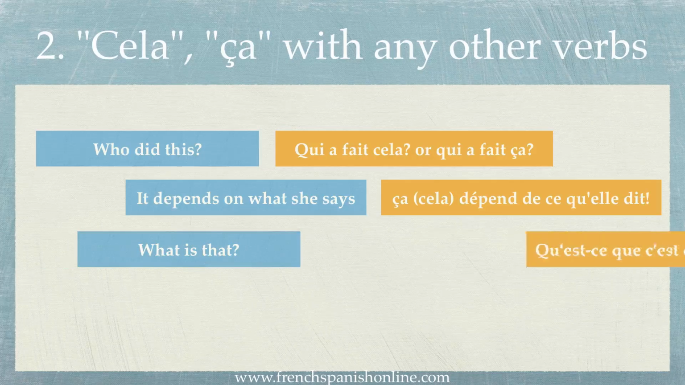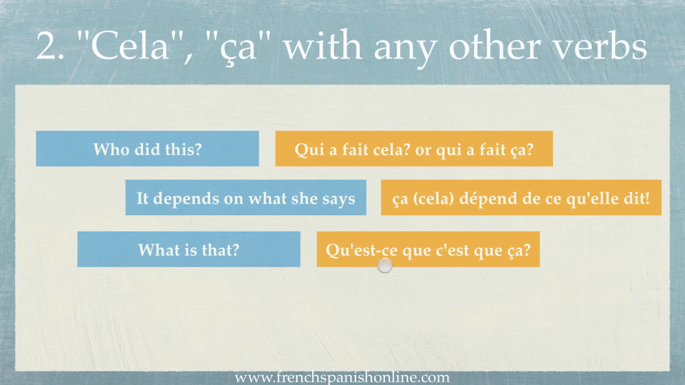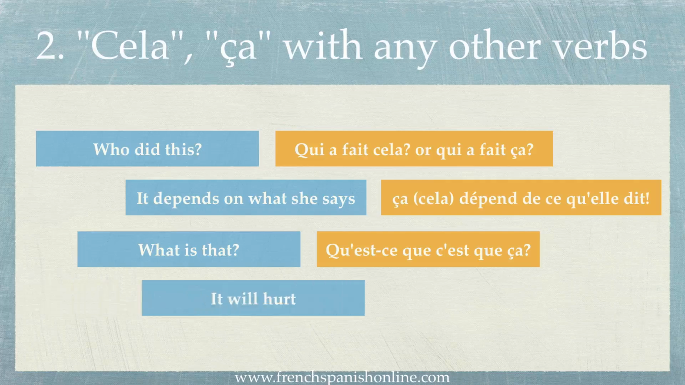What is that? Well, we actually like to use this kind of question here. Qu'est-ce que c'est que ça? Okay? Actually, to translate what is that, we can say just qu'est-ce que c'est. But this question in French is like an idiom. We like to use this question. Qu'est-ce que c'est que ça?